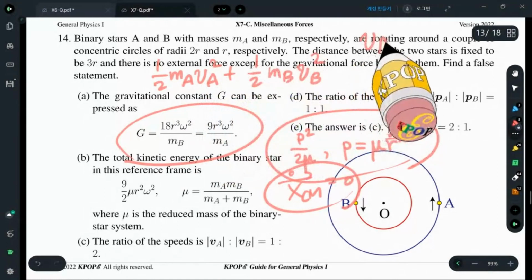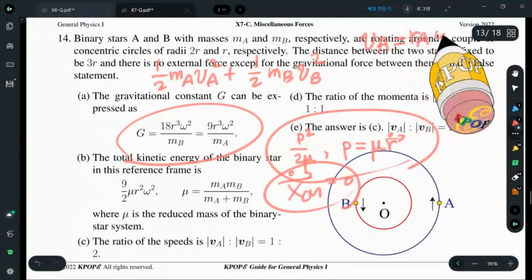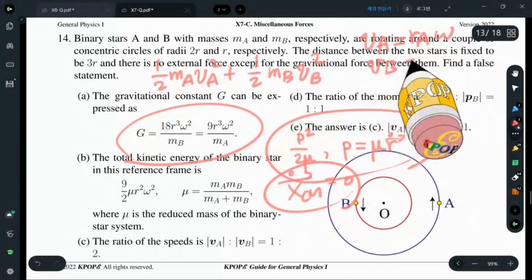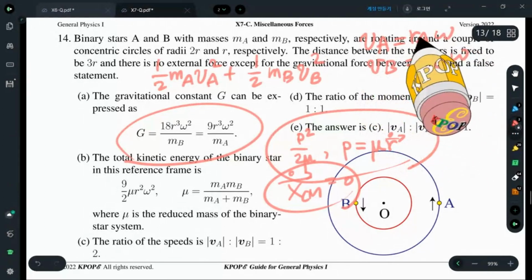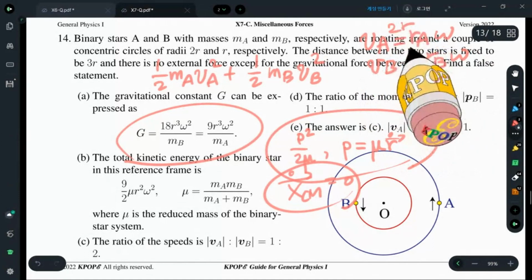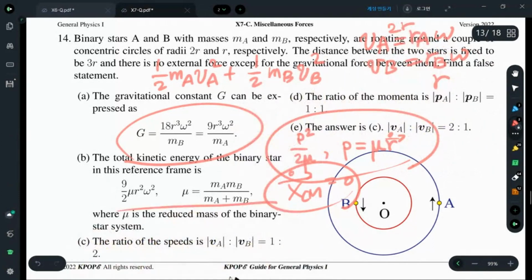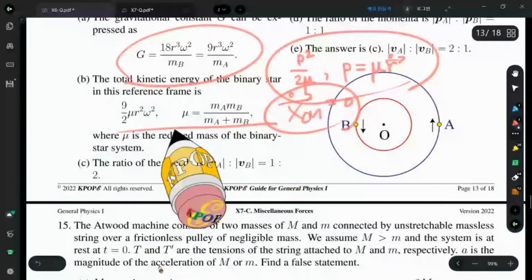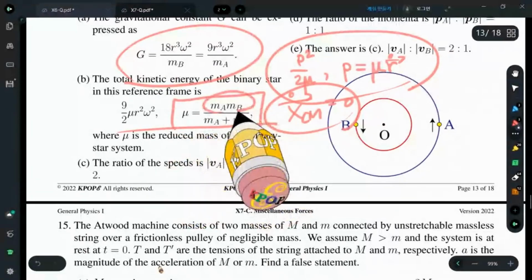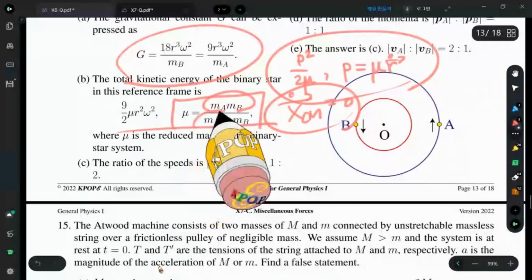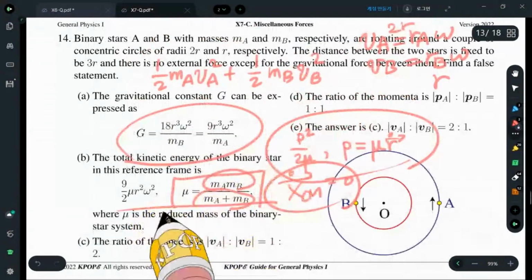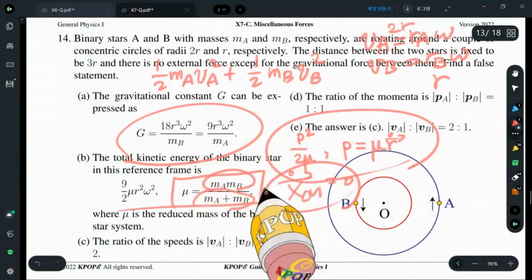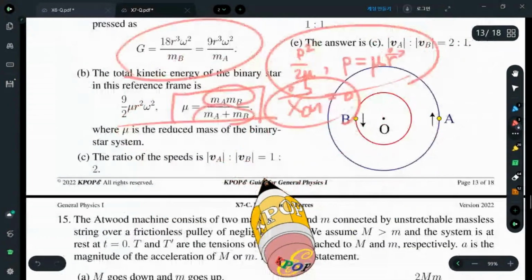And what is v_A? v_A is r_A omega. What is v_B? r_B omega. What is r_B? That is r. What is r_A? That is 2r. Substitute and you'll find the answer. Sure, this is the reduced mass, the product of two masses divided by the sum of the two masses. The two-body system has a special characteristic mass called reduced mass.